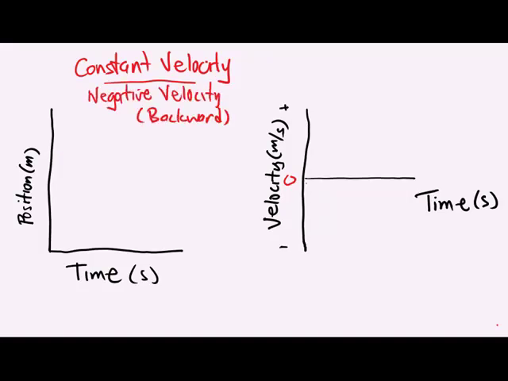The last constant velocity motion we'll look at is negative velocity, or an object moving backward. On our position versus time graph, we would see that an object would start with a greater position and move to a lesser position. Taking a look at the slope of that, that now has a negative slope. For our velocity, we would see that the velocity remains the same, but it is negative.